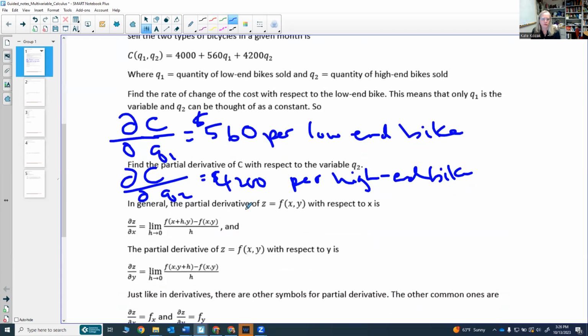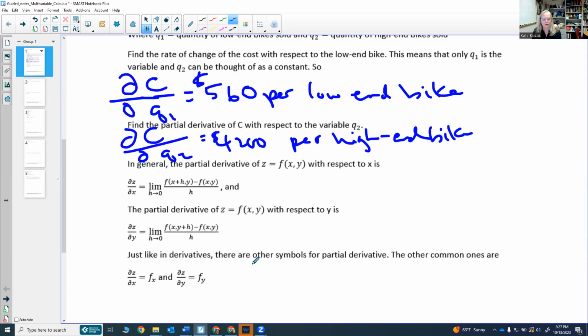In general, the partial derivative of z equals some function f of x, y with respect to x is the partial derivative of z with respect to x is equal to the limit as h goes to 0 of f of x plus h, y minus f of x, y over h. Notice x is the only thing changing. And the partial derivative of z equals f of x, y with respect to y is equal to the limit as h goes to 0 of f of x, y plus h minus f of x, y all over h. Again, y is the only thing changing.